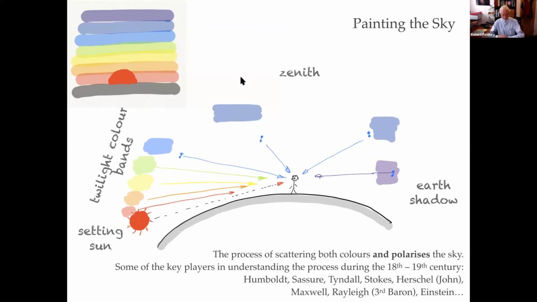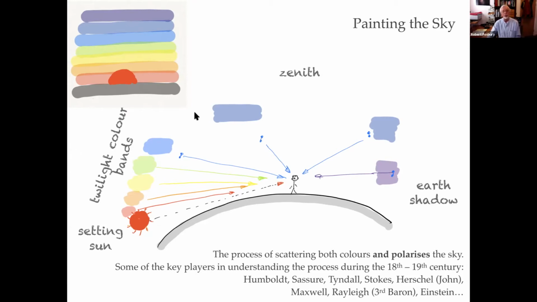Now let's get on to painting the sky. This starts from our understanding of extinction. And again, I've got a cartoon here, which shows the bands of twilight color we see as the sun sets. Now, the object is for us to understand how those colors are actually formed. You see, I've put the sun in my cartoon here, close to the Earth. You've got to imagine this is a long way off in this direction. But this sun will shine onto the atmosphere.